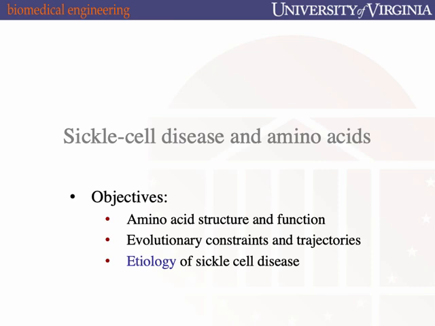We have multiple objectives for today's lecture. We're going to talk about amino acid structure and function, building upon the pre-lecture material that you all have seen ahead of time. We'll touch on topics such as evolutionary constraints and trajectories, and then we will talk about the etiology of sickle cell disease. What does etiology mean? It is simply the cause of a disease. Many of the ways in which we organize these lectures will be on the etiology of a particular disease that will require us to dive into greater detail about how that disease was ultimately caused.